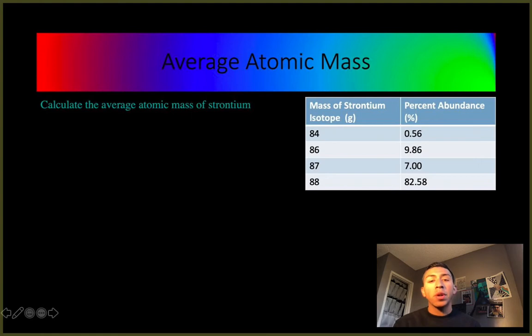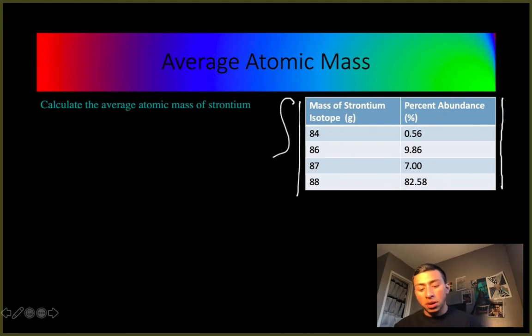In this video, we'll be going over how to calculate the average atomic mass of strontium. Let's go ahead and get started and read this problem. Calculate the average atomic mass of strontium. The first thing I notice when I see this problem is that we are provided with two different sets of values. We are provided with the 4 different naturally occurring isotopes of strontium here, and their corresponding percent abundances here.